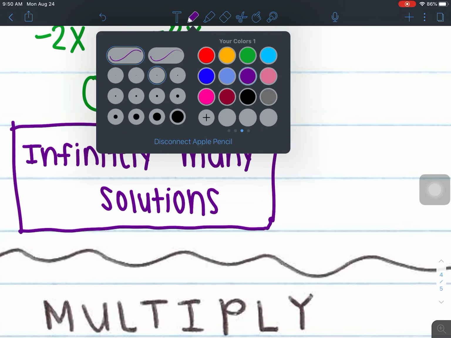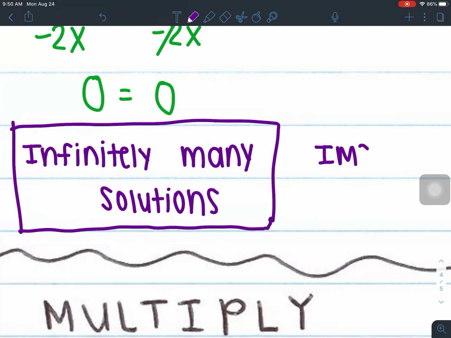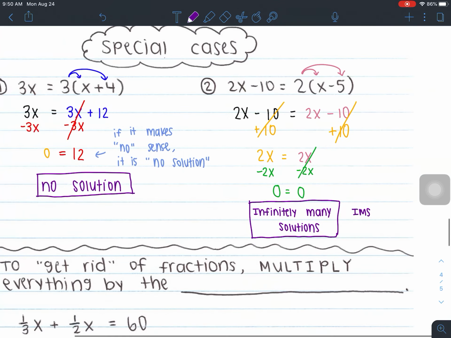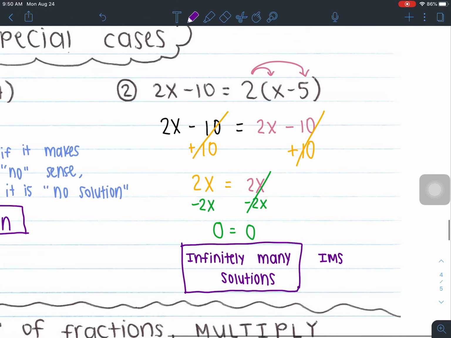Now, you can also shorthand this by saying IMS, for infinitely many solutions. You can shorthand that. But if I ask you what IMS means on a test and you don't know what it means, I can't give you credit, right? If I walk up to you and say, hey, what's IMS mean? You're like, I don't know. I'm like, all right, I'm not going to give you credit because you shouldn't write stuff down that you don't understand, right? So what does this mean?